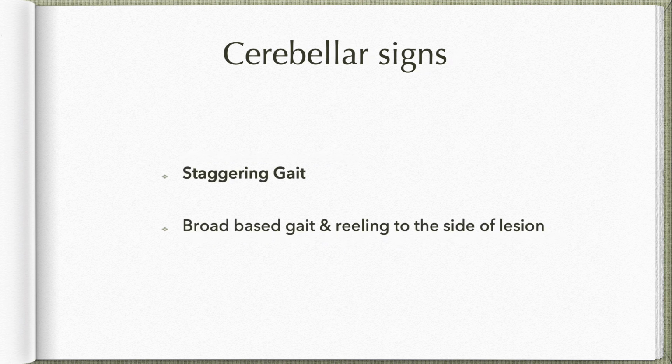Now, patient shows staggering gait. Again, most commonly this is a sign of anterior lobe lesion. Even in case of the neocerebellar lesion, the gait will be broad-based, because the patient is trying to coordinate the movement.